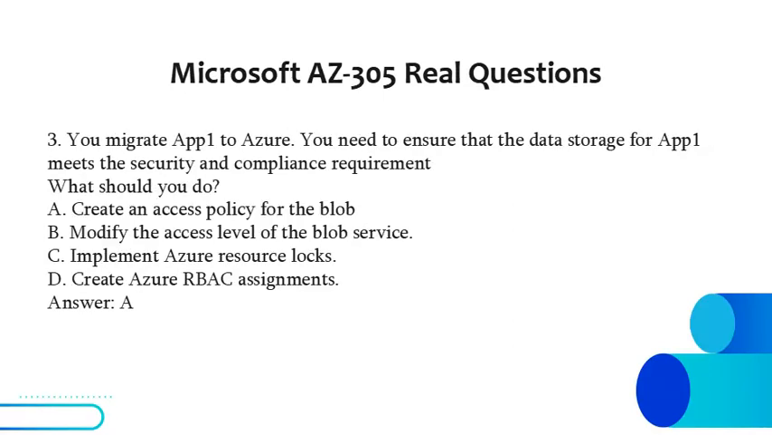3. You migrate App 1 to Azure. You need to ensure that the data storage for App 1 meets the security and compliance requirement. What should you do? A. Create an access policy for the blob. B. Modify the access level of the blob service. C. Implement Azure Resource Locks. D. Create Azure RBAC assignments. Answer: A.